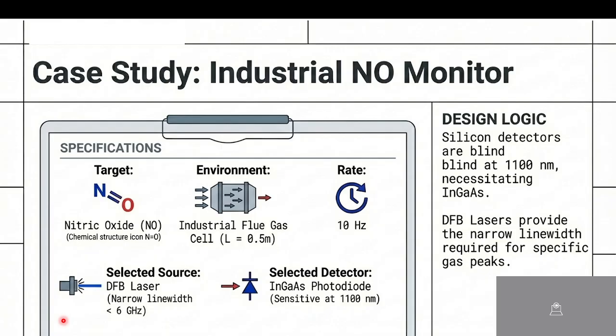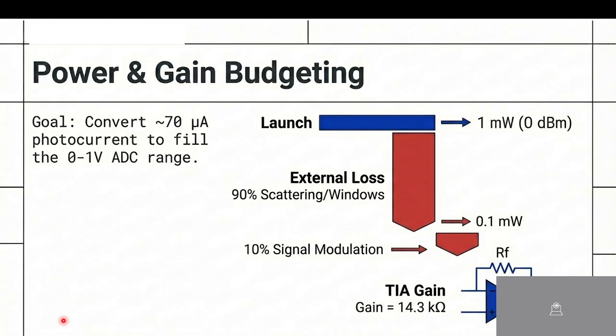And distributed feedback lasers provide the narrow line width required for a specific gas peak. So that's why for an industrial application we need to optimize the conditions for the specific application.